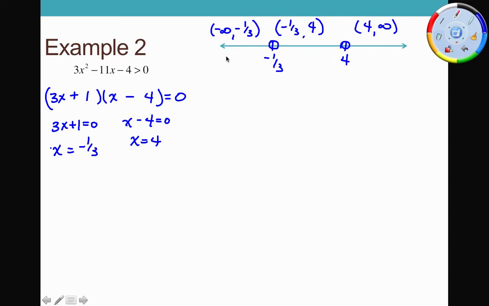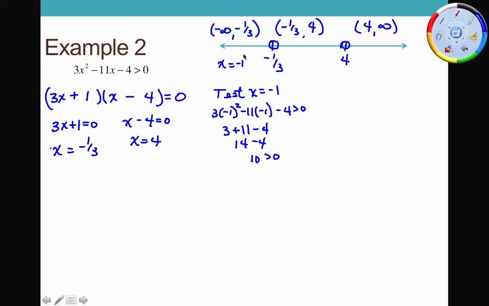So now I'm going to do my test interval. So let's pick a value, maybe x equals negative 1. So let's test x equals negative 1. So I have 3 times negative 1 squared minus 11 times negative 1 minus 4 is greater than 0. So this negative 1 squared will get me a 1 times 3 is 3 plus 11 minus 4. Well, that's 14 minus 4, which is 10, greater than 0. That interval works.